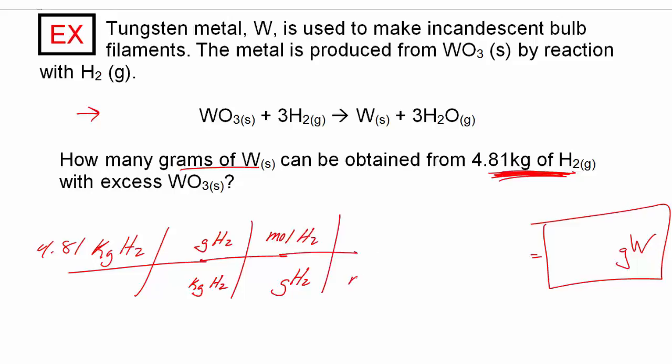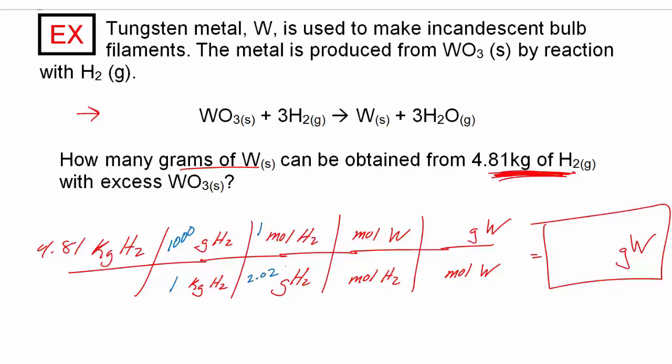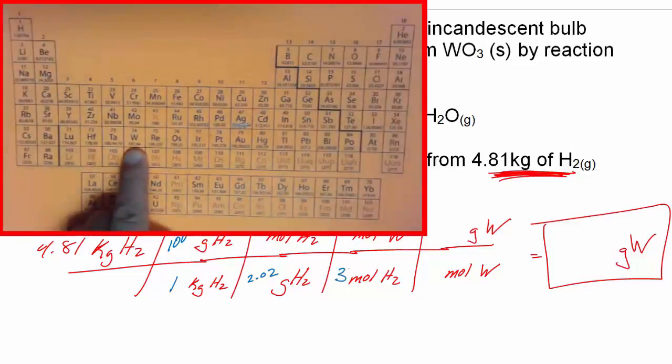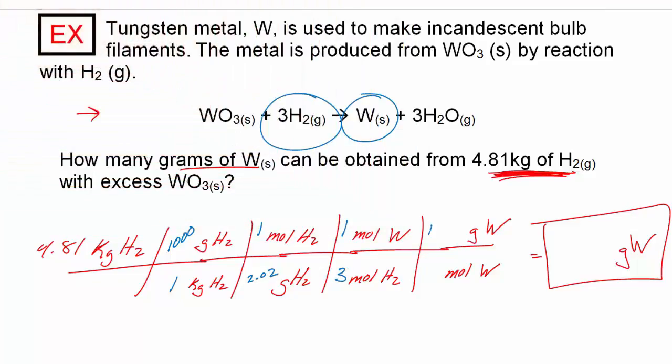Then we're ready for our mole bridge. And moles of hydrogen has to be in the bottom. We're after tungsten. And they want grams of tungsten, so we're going to have to use the molar mass of that stuff. So in 1 kilogram, we have 1,000 grams. In 1 mole of hydrogen, we have 2.02 grams of hydrogen. And we have 1 mole of tungsten for every 3 moles of hydrogen. And the molar mass of tungsten is 183.84.